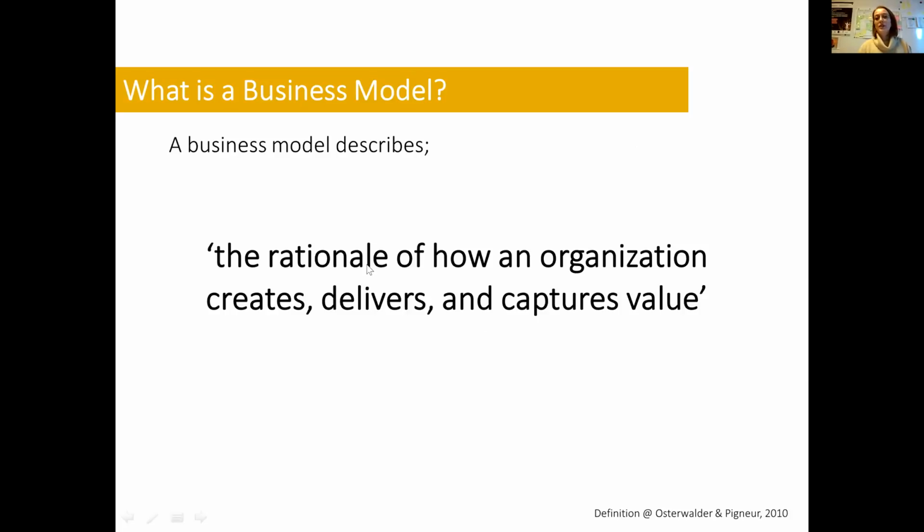So let's have a look at the business model definition. The business model concept is not actually new, but it gained prominence in the last decade with the development of the most comprehensive template for it, which is created by Alexander Osterwalder and Pigneur, and they call it business model canvas. They also reinvented the business model definition as the rationale of how an organization creates, delivers, and captures value.